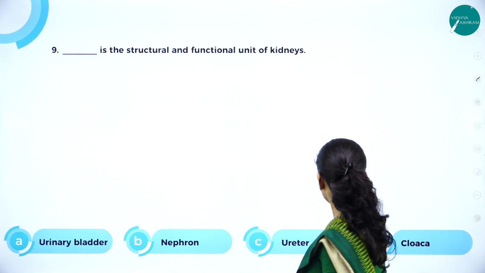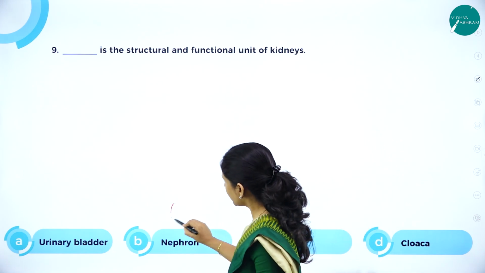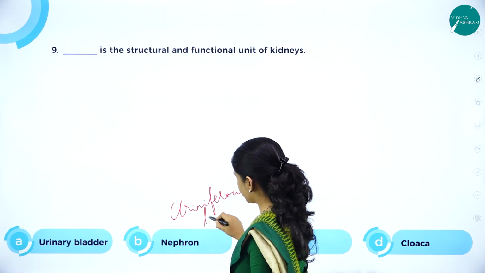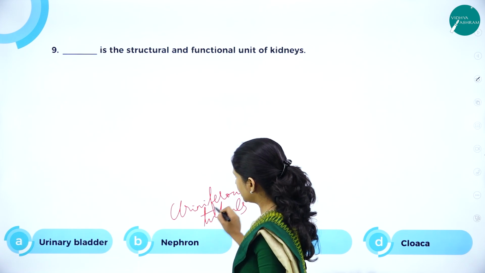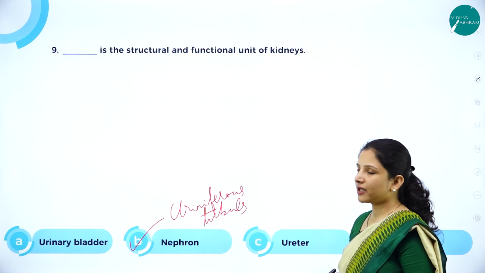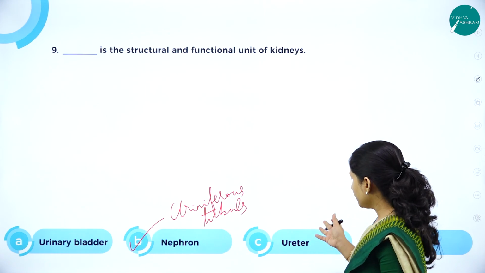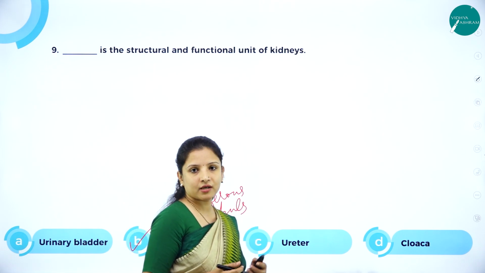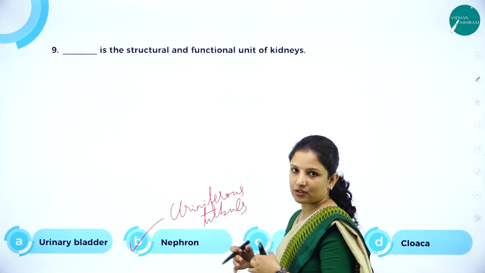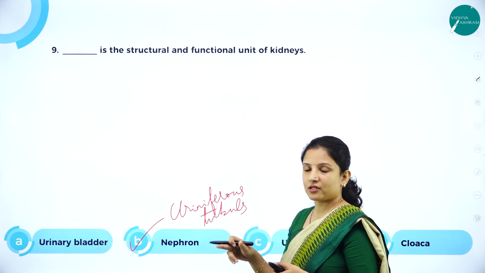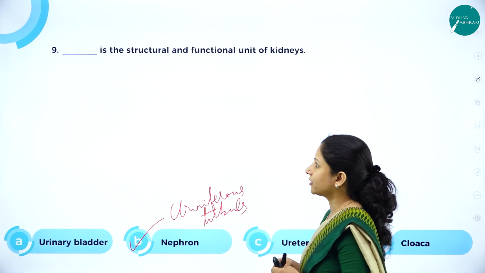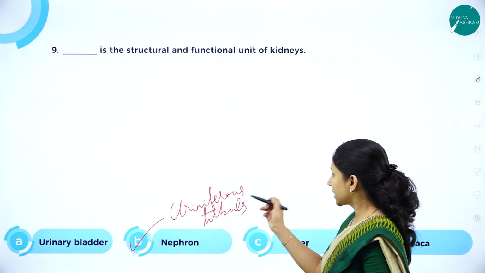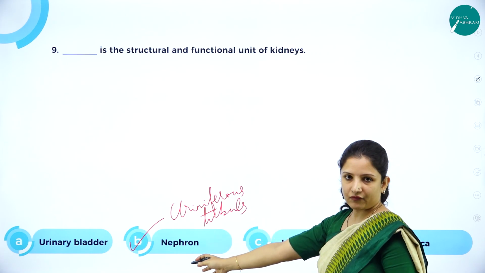Urinary bladder, nephron, ureter, cloaca, or the option can be given as uriniferous tubules also, because both are one and the same. So the answer here is option B, nephron. Urinary bladder, it is the collection unit for urine. Ureter, it carries the urine as well as the sperm in the case of male frog. Cloaca, all these structures, the urinary bladder and ureter, end up with the cloaca and then the cloacal aperture. So the structural and functional unit of the kidney is uriniferous tubules or nephron, option B.